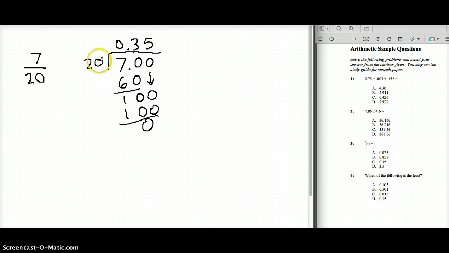So this is the answer to our question. All we got to do is remember to move this decimal up here, and we have 0.35. 7 divided by 20 is 0.35. And if we go over here, we see that letter C is correct.